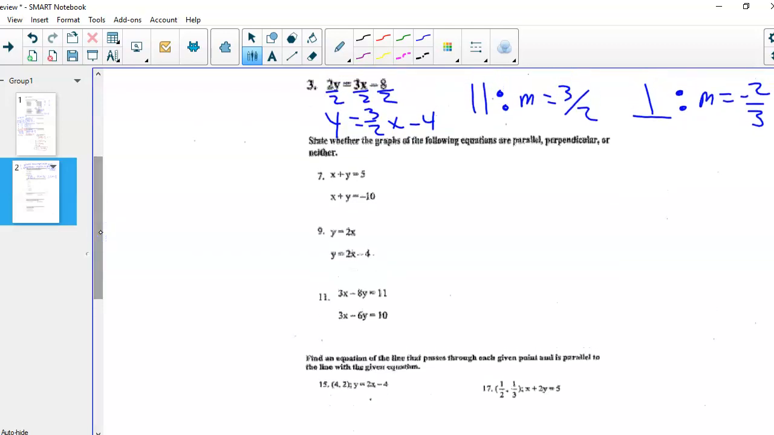So let's do number 7. Now, when looking at this, you can kind of tell what your slope is going to be, but it may change. So don't assume they're going to be parallel or perpendicular based on this. Make sure you solve it first. So this would be y equals negative x plus 5. And this will be y equals negative x minus 10. But if this was like x minus y, the slope would be changed.